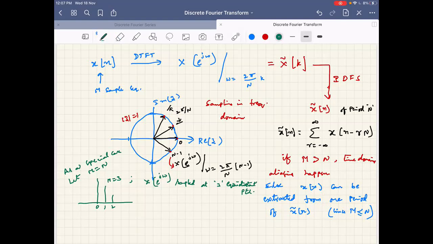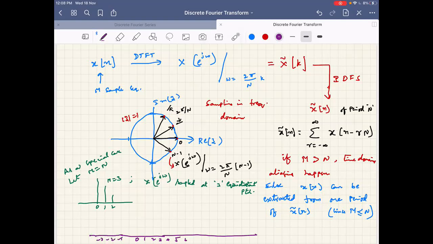Okay, so given this, now I would like to sketch how x tilde of n looks like. This is what we had as x of n, and we want to now sketch x tilde of n. So let this be 0, 1, 2, 3, 4, 5, 6, and so on. Similarly here, -1, -2, -3.